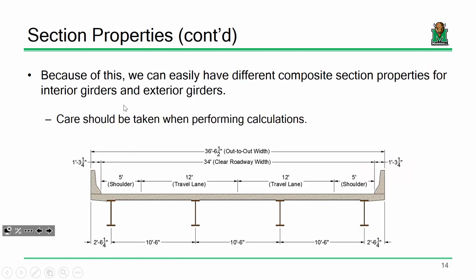One thing, though, is that it can create a little bit of a complication when you're analyzing the bridge, because if I look at the interior beams versus the exterior beams, they've got different effective flange widths. Like, if I look at this one, it's what, 10'6"? But this one over here is that plus half that. That's not 10'6", right? Make sense? So because of that, I can have different section properties for interior girders and exterior girders.